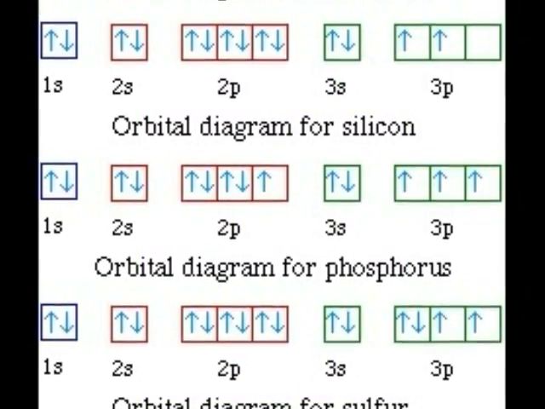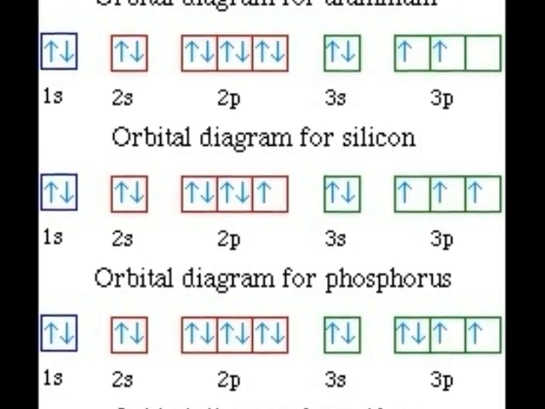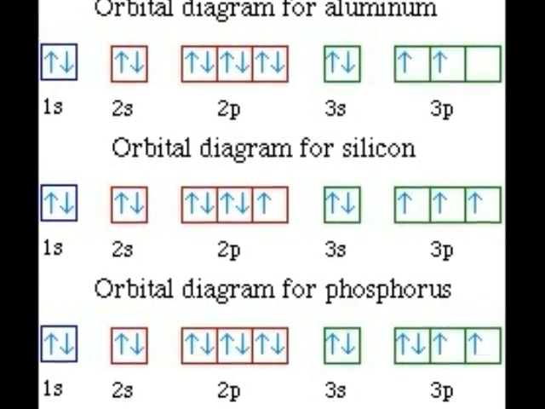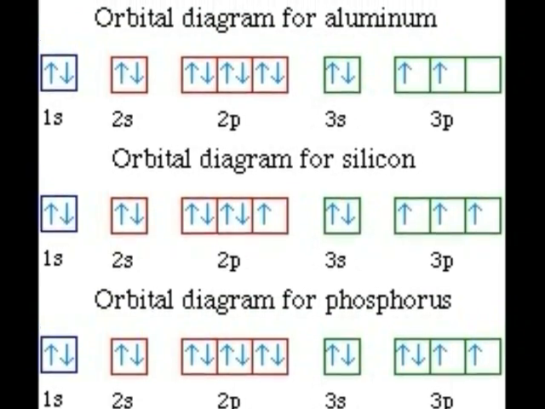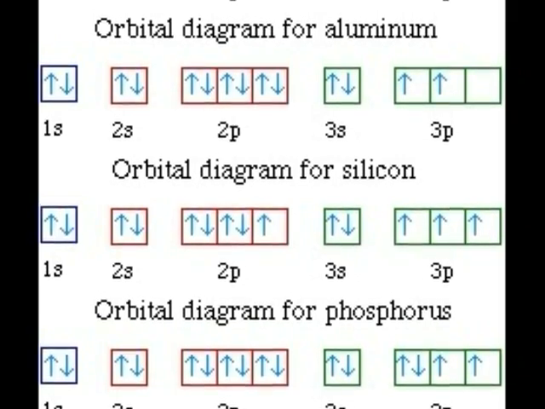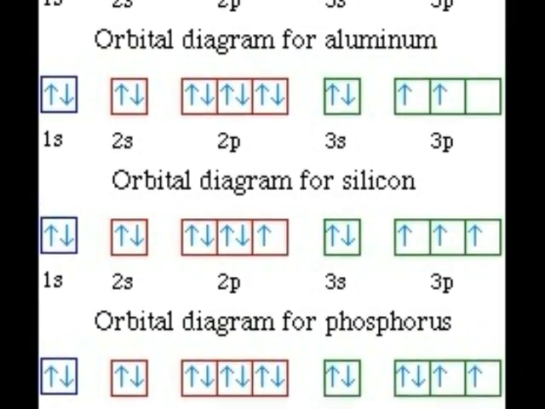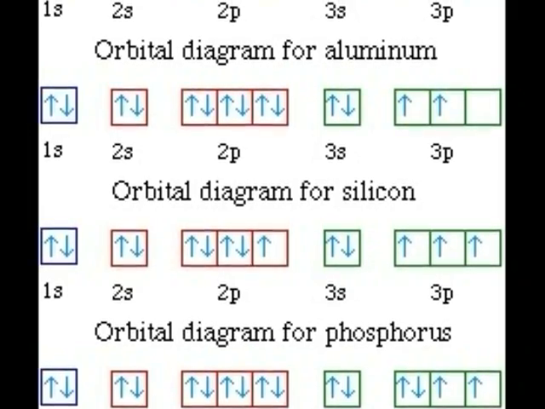These are the answers you should have come up with for aluminum, silicon, phosphorus, and sulfur. Everybody got those? Great! My job is done. I hope you learned everything you need to know about Pauli, Aufbau, and Hund today.